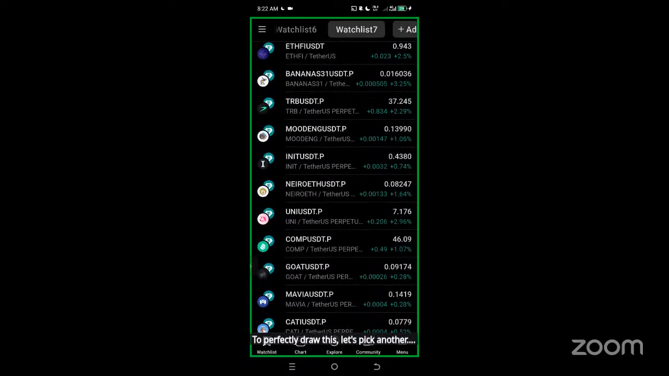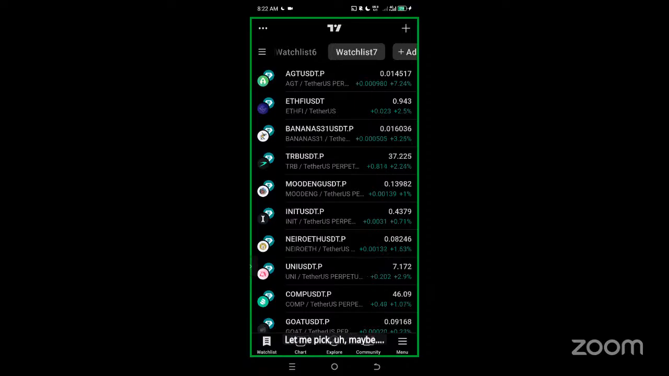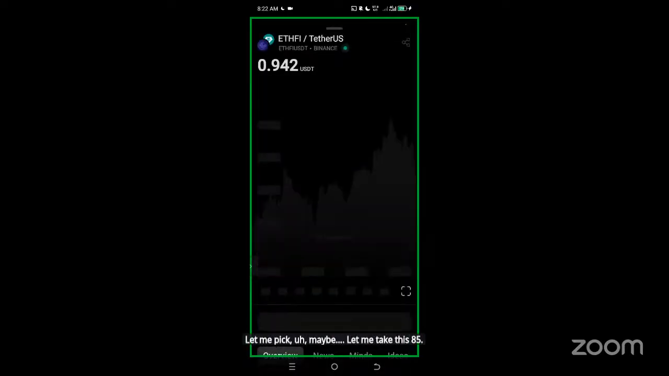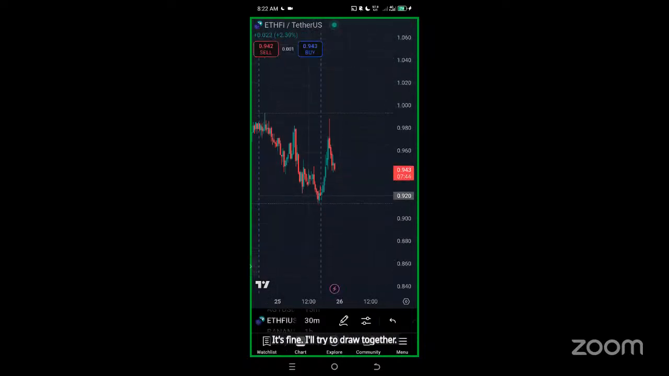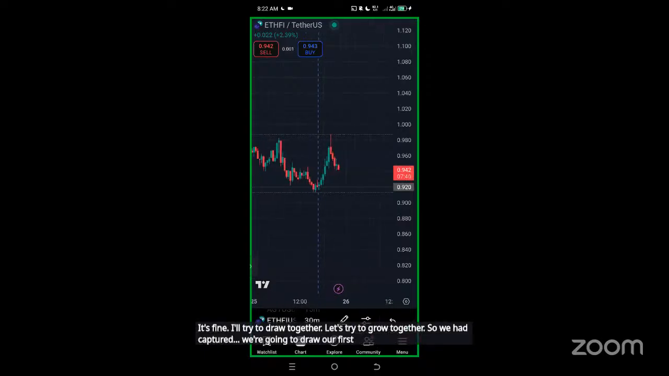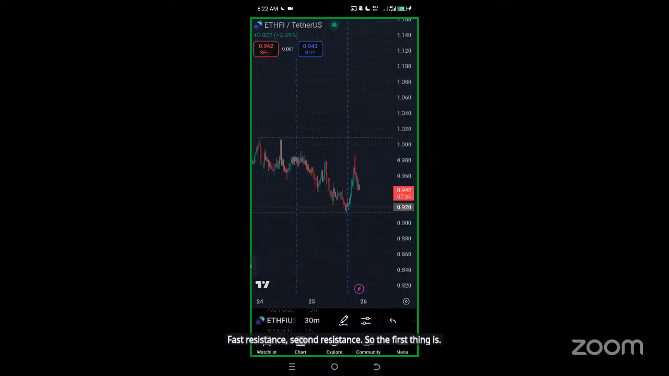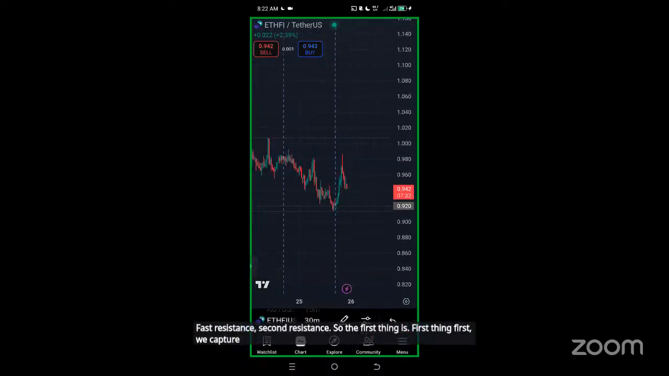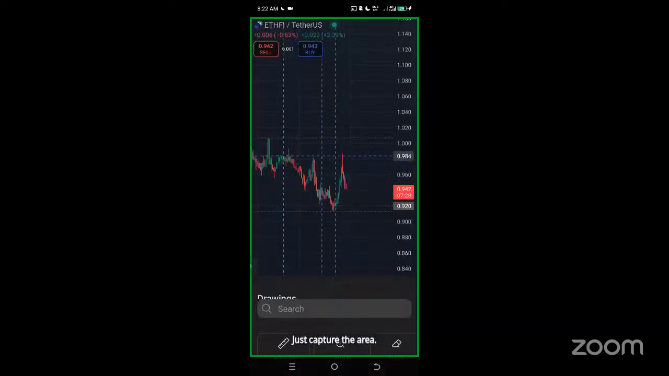Let's pick another coin probably. Let me pick this 8-5 and try to draw together. So we're going to draw our first support, second support, first resistance, second resistance. So the first thing first, we capture the area, right? Just capture the area.